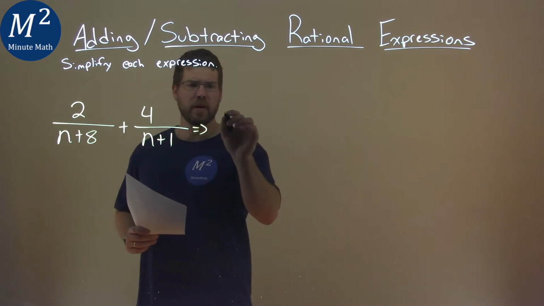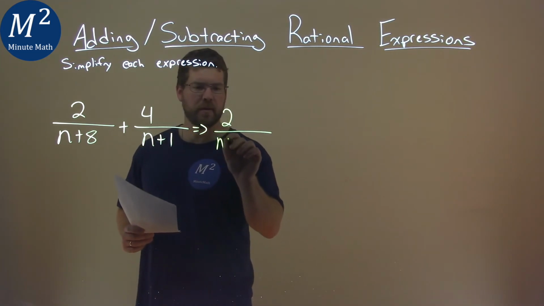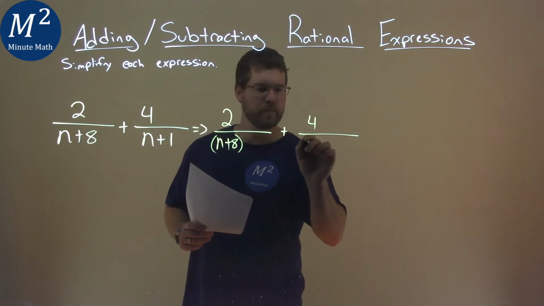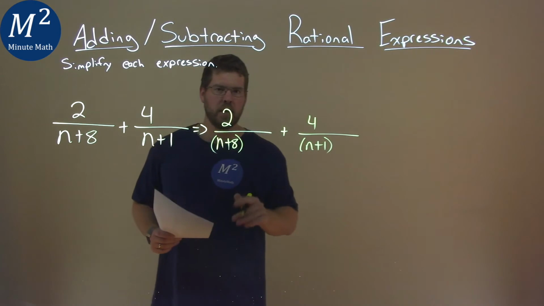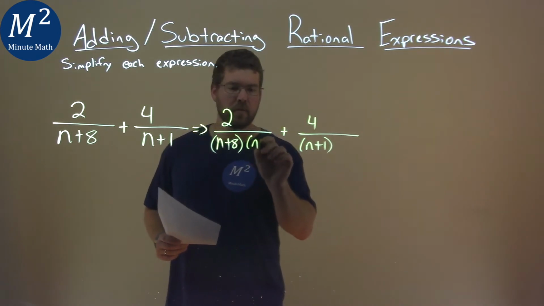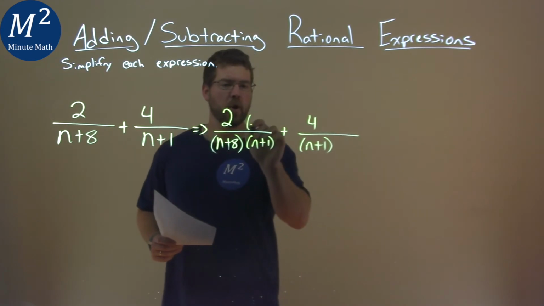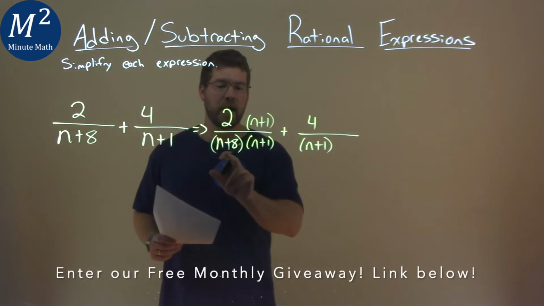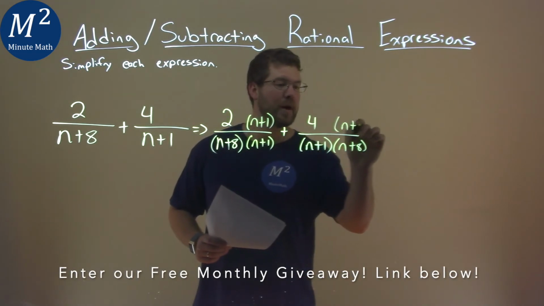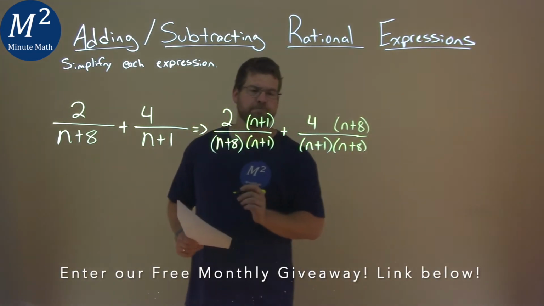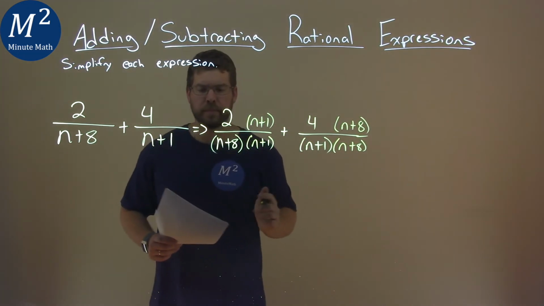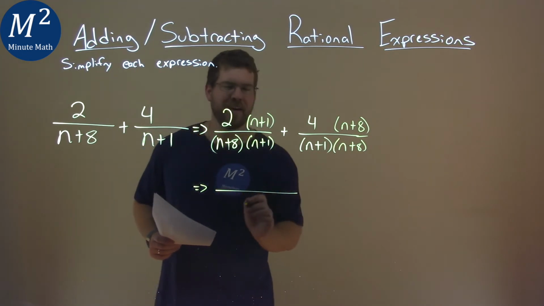So I'm going to rewrite this, 2 over n plus 8, plus 4 over n plus 1. And to get the same denominator, I'm going to take this denominator, n plus 1, and multiply it here. And I'm going to put it over itself. I then take this n plus 8 here, and do the same thing with the right fraction. We now have the same denominator of n plus 8 times n plus 1. So let's rewrite this now as one big fraction.